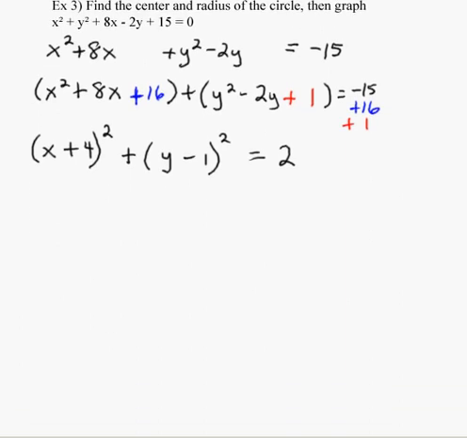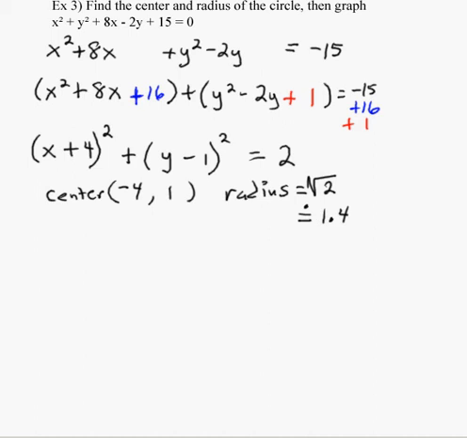So we went from general to standard form. Now it's in standard form, we ask the question, what's the center? What's the radius? So the center is the opposite of what's in parentheses with x, opposite of what's in parentheses with y. So that's negative 4 is the h value, positive 1 is the k value. The square root of this number is the radius. So that's the square root of 2.